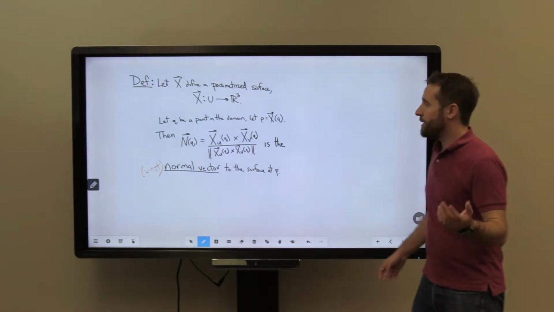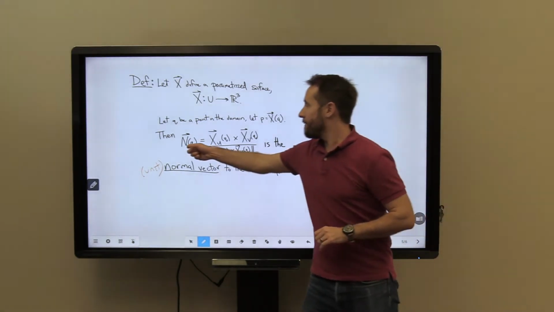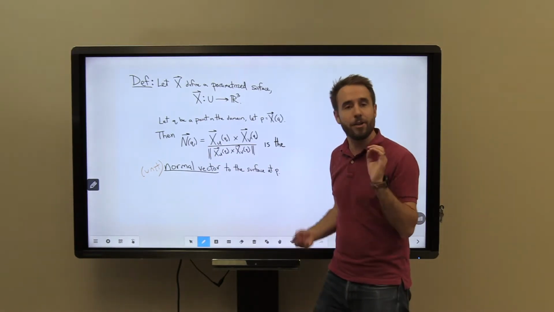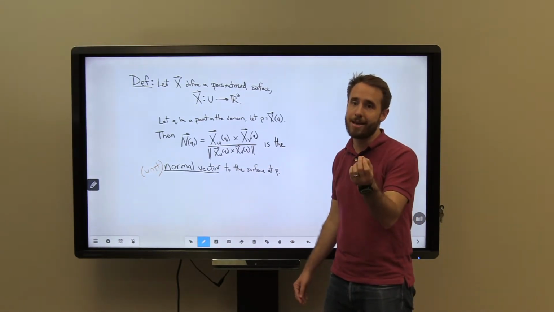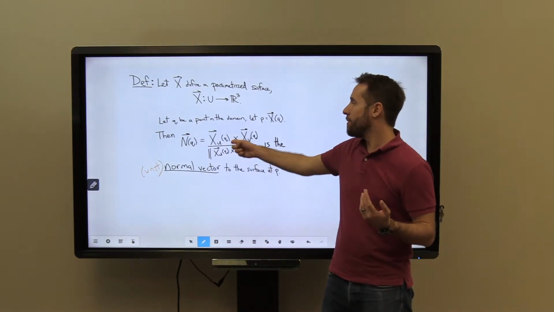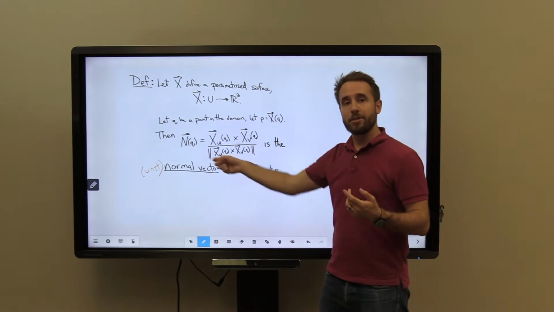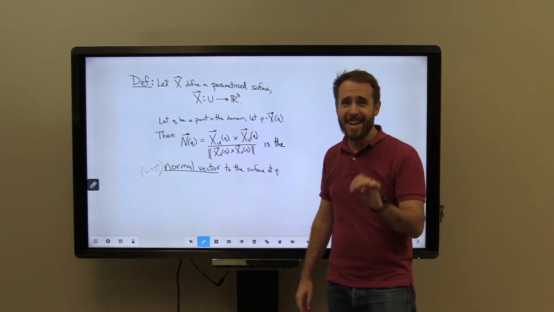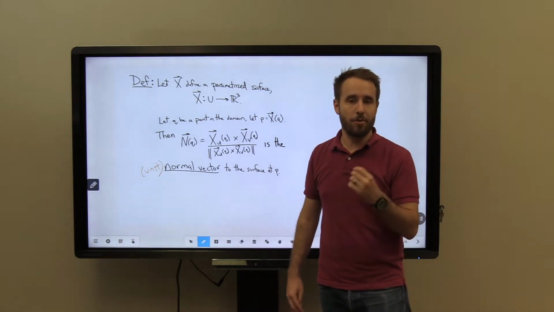So notice, right, this says that it is a function of Q, and it really is. It depends on the point Q. In other words, for every point in the domain, for every point Q, I can go on to compute x sub u of Q, x sub v of Q, this cross product, this norm, and so I can compute the normal vector at every single point in my domain.